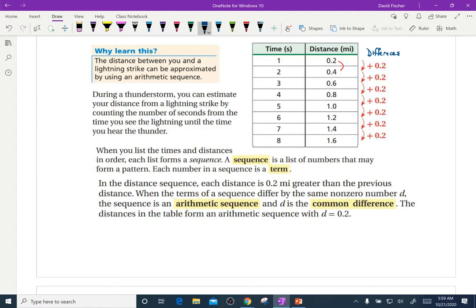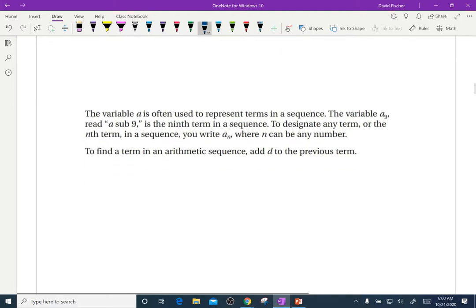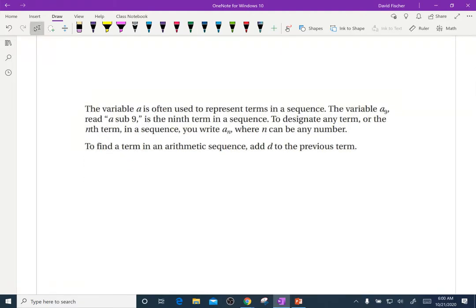So, and that also, if the numbers are the same, we call that an arithmetic sequence. Okay, we have a common difference there. It's 0.2 all the way up. So now watch here. We have some notation today that we've got to kind of understand.